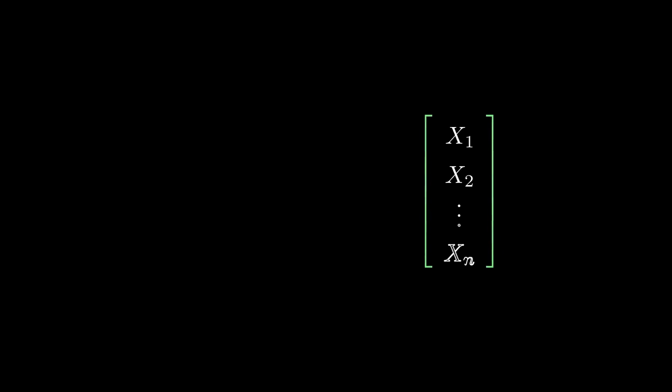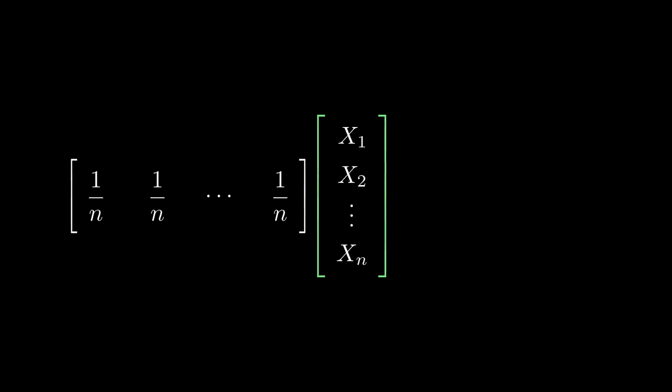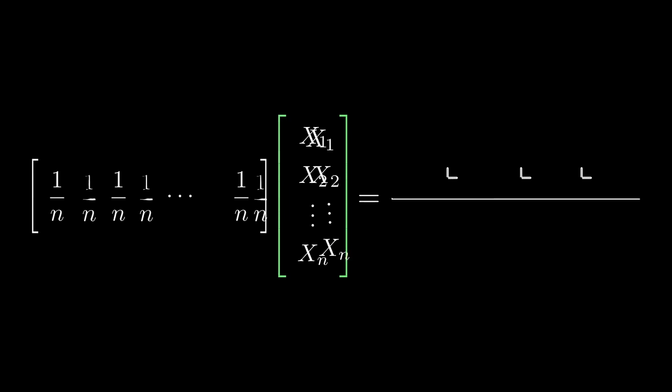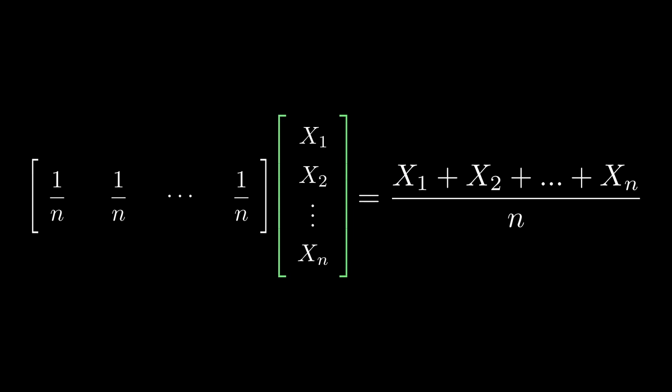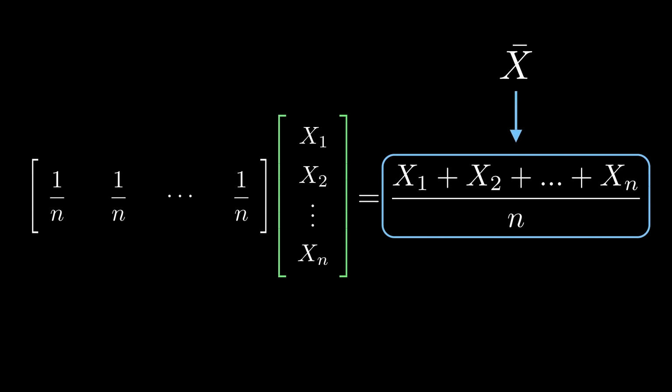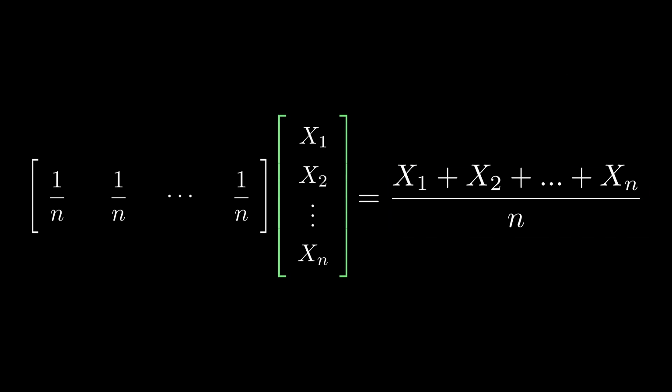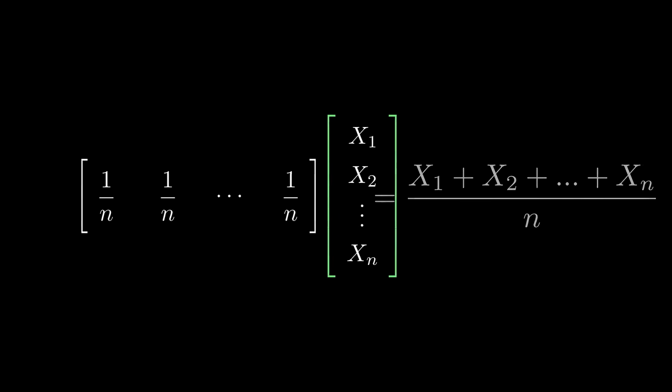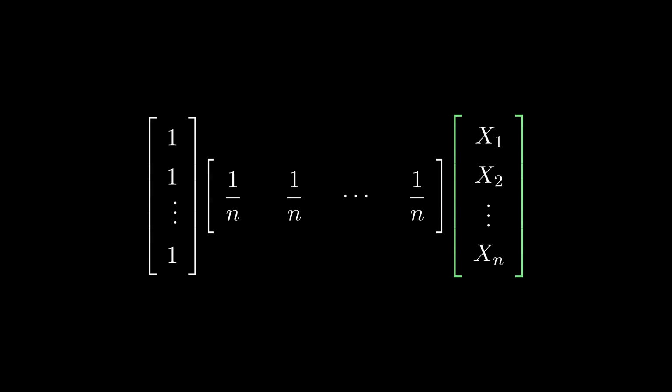The first step is that we multiply our data vector by another vector that's just made up of 1 over n for every component. That looks like this, and the result we get is just the mean as a single number. But we want a vector, not just a number, so the next step is to get a vector that has this for every component. For that, we can just multiply this scalar by a vector of all ones.